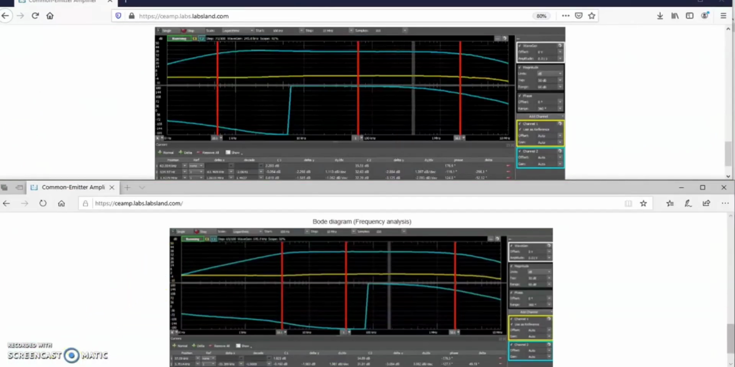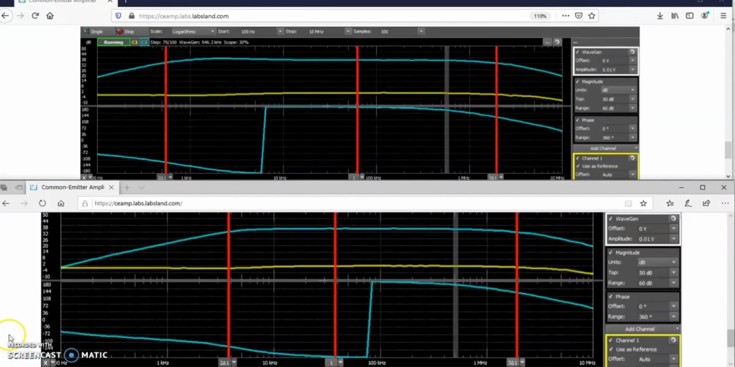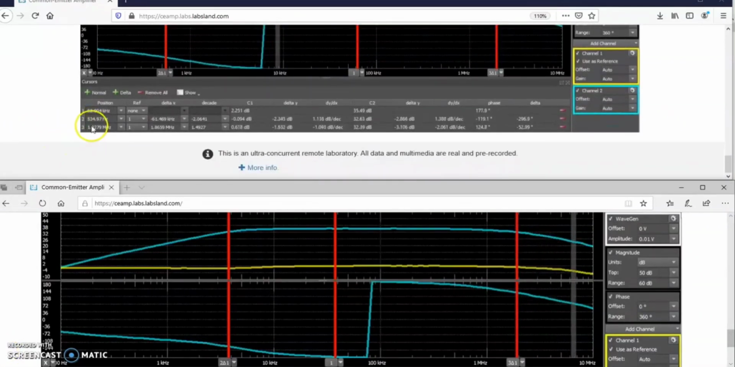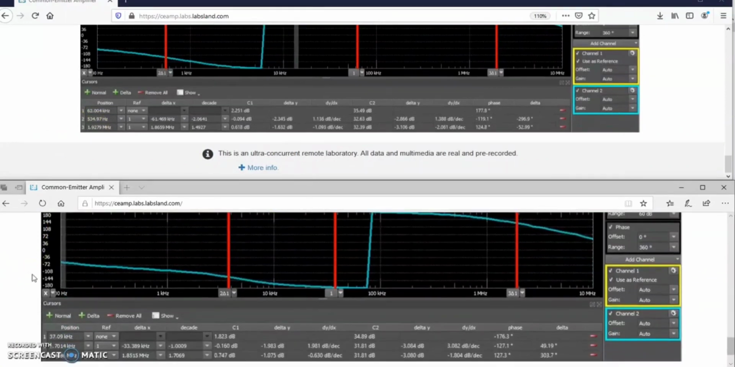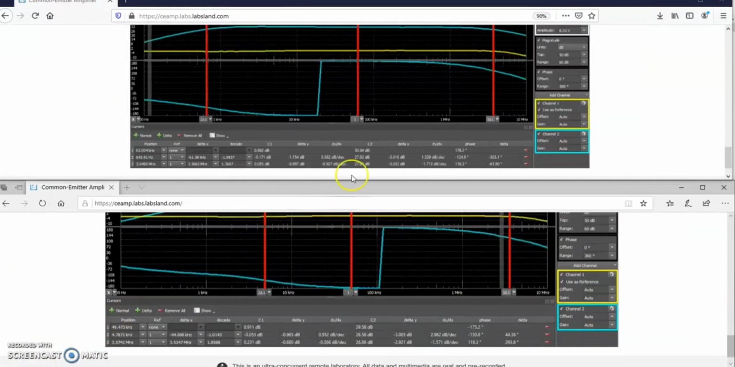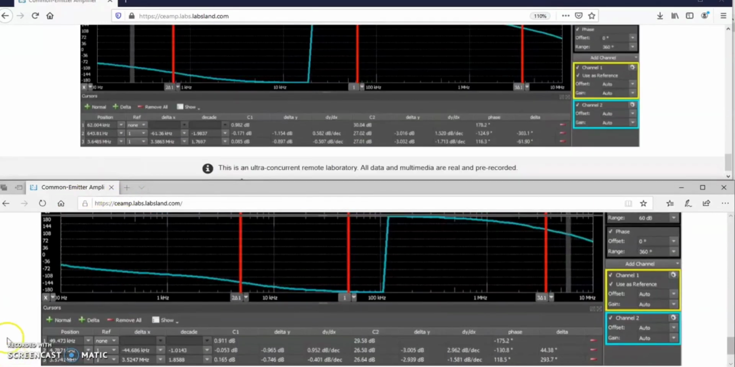As CC does not affect the biasing, the Bode plot shows that the midband gain remains the same at 30 decibels and the bandwidth is constant around 3.6 MHz. Only parameter that alters is the lower cutoff frequency. It changes from 640 Hz to 4.8 kHz.